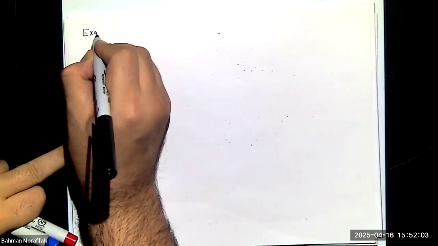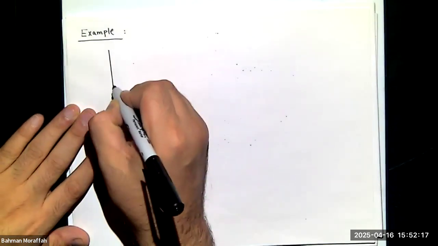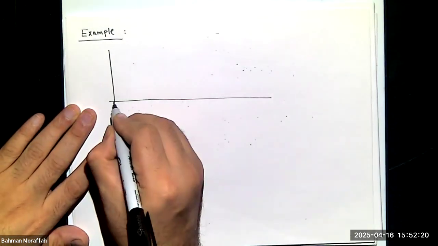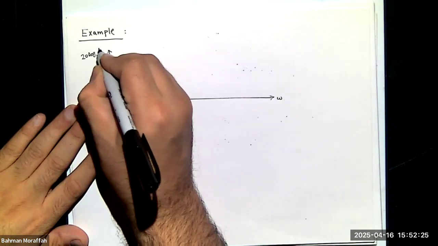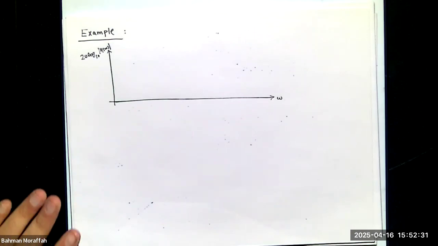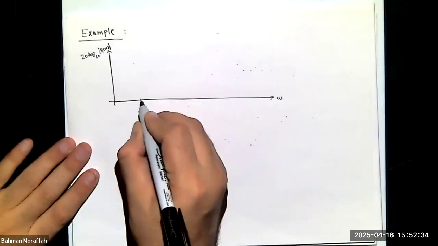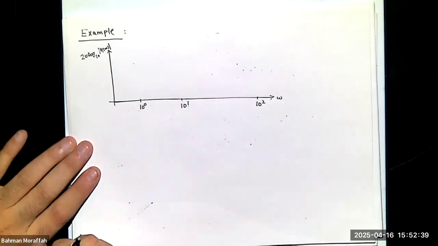Example. Let's just say the 20 times log 10 magnitude of my transfer function looks like this. This is omega. This is 20 times log 10 of magnitude of h of omega. Let's just say this is 10 to the 0, this is 10 to the 1, and this is 10 to the 2.